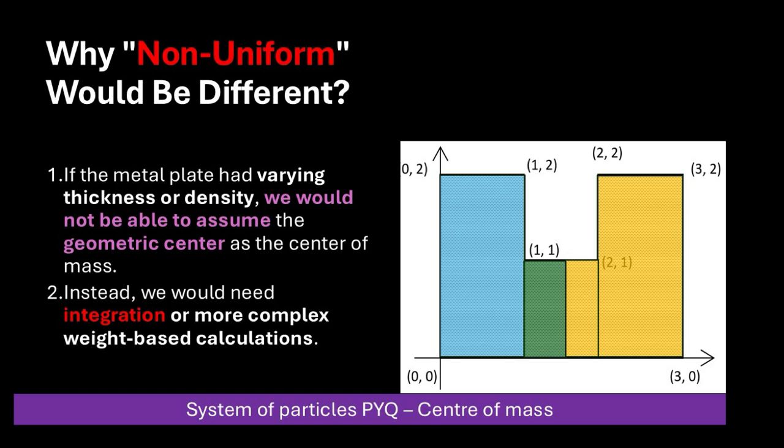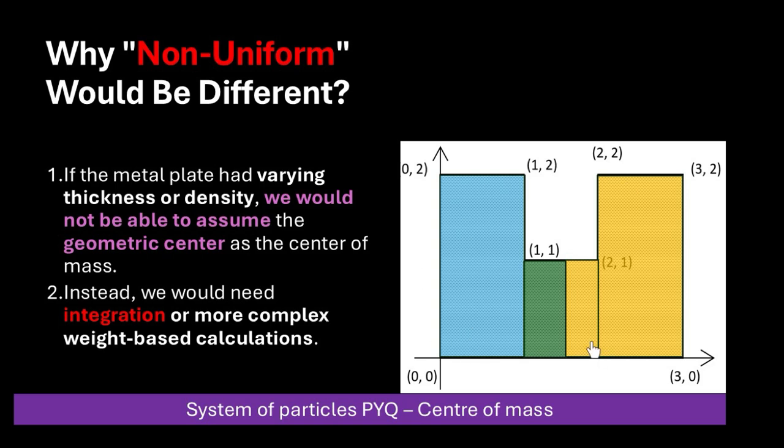That's where we consider the questions at the JEE Advanced level and some of them at the JEE Mains level as well. Now, if the metal plate had varying thickness or density, we would not be able to assume the geometric center as the center of mass. See, that's where the significance of geometric center comes into picture. So, if the plate is of uniform density, the geometric center would coincide with the center of mass. But if the given plate is not of uniform density, we would need integration or even more complex weight-based calculations to determine the exact center of mass.